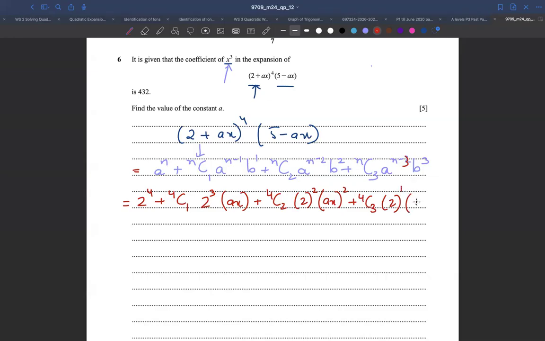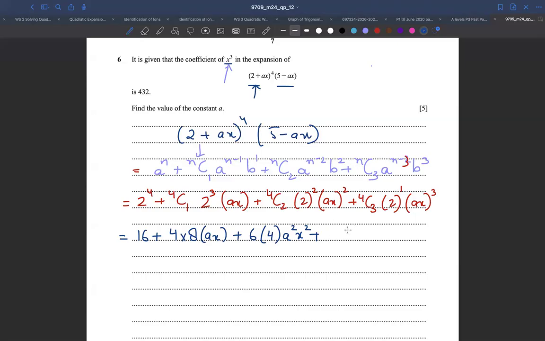Sir, instead of doing the whole thing, can't we just do 4C3? Beta, just give me a moment. Right, I am coming to that. 4c1 is 4 into 8ax. 4c2 is 6. I believe if I'm making a mistake, someone correct me. And 4c3 is also 4. 4c4 is 1. No, 4c3 will also be 4. Sorry.